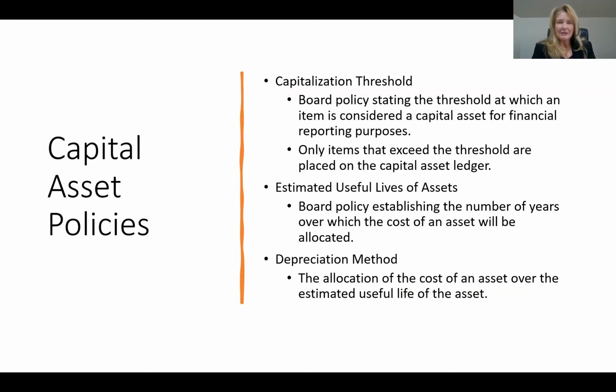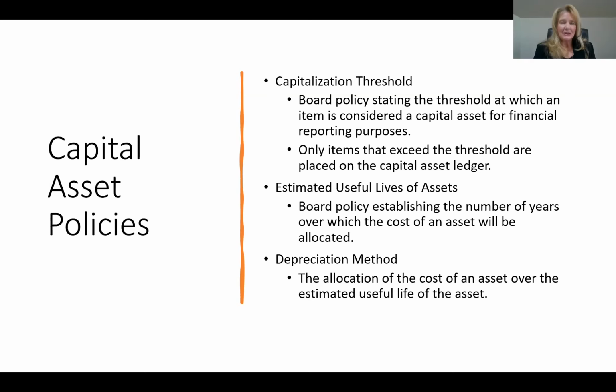Now, capital asset policies that you need, again, we've talked about these, but just to review, one is that capitalization threshold. Again, that's your board policy stating the threshold at which an item is considered a capital asset for financial reporting purposes. And only those items that exceed that threshold are placed on the capital asset ledger. For example, if you have a tractor that you purchased for $8,000 for the groundskeeping, then you would show that on your capital asset ledger if it exceeded your threshold.